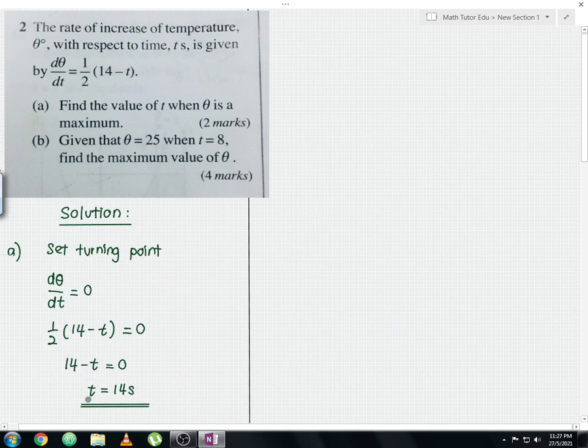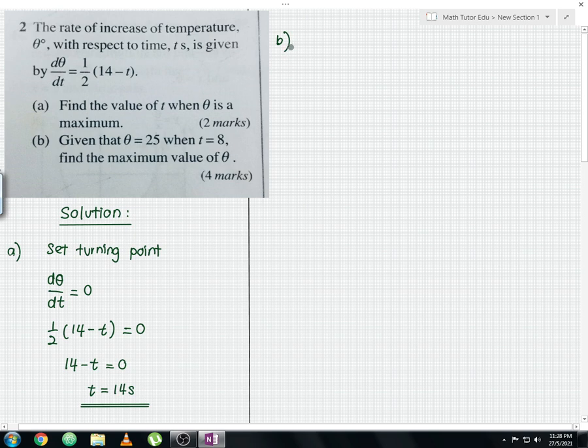So when time is equal to 14 seconds, your change of temperature with respect to time will be equal to 0. So during this point, you will have a maximum value of temperature. Okay, so that is the meaning behind this turning point concept, guys. Okay, so let us proceed to part B, where they ask us to find the maximum value of theta. Okay, and they already give us the value that theta is equal to 25 when t is equal to 8.